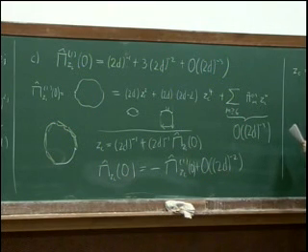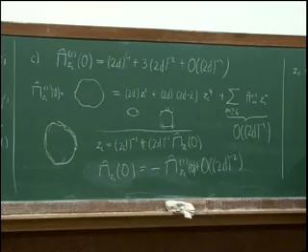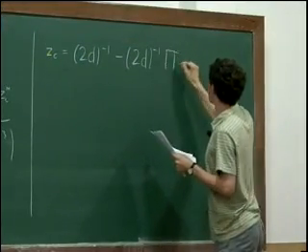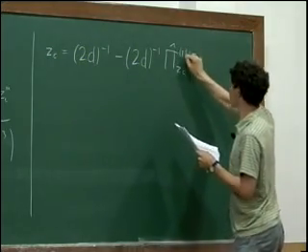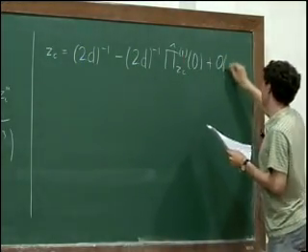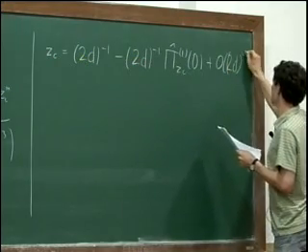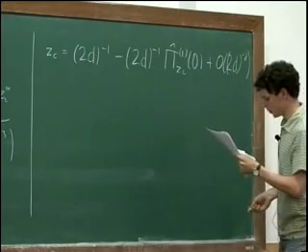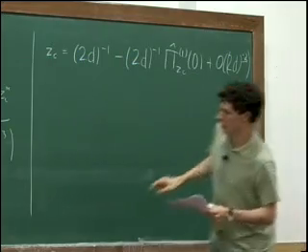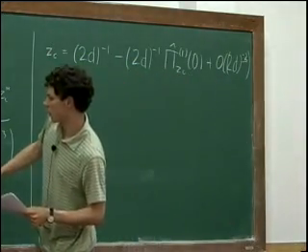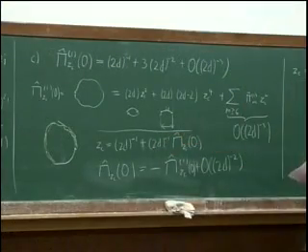ZC is (2d)^-1 minus (2d)^-1 pi ZC hat 0, the 1 here now, plus O((2d)^-2). Minus 3 actually, because we have a minus 2 here, and we're multiplying it by another (2d)^-1. So this will be (2d)^-3.